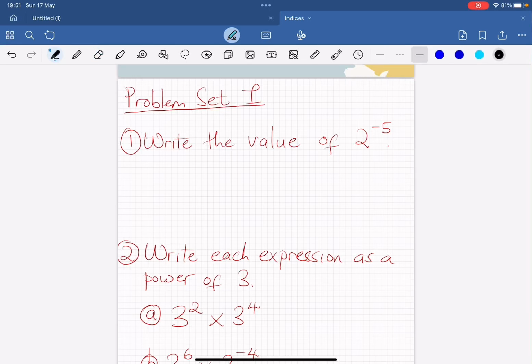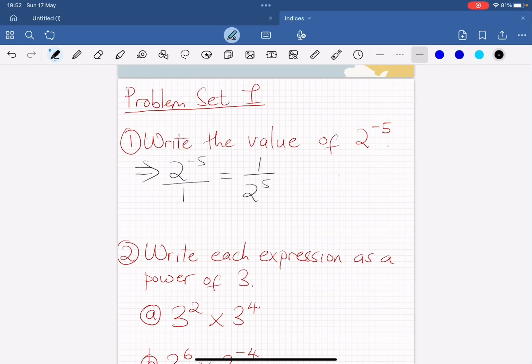This is problem set 1 for the indices crackdown. And the first question says, write the value of 2 to the negative 5. Now, when a question is like this, what you're supposed to remember is that 2 to the negative 5 is the same as 2 to the negative 5 over 1. So now, you are simply going to take a reciprocal, and then the power is going to be positive.